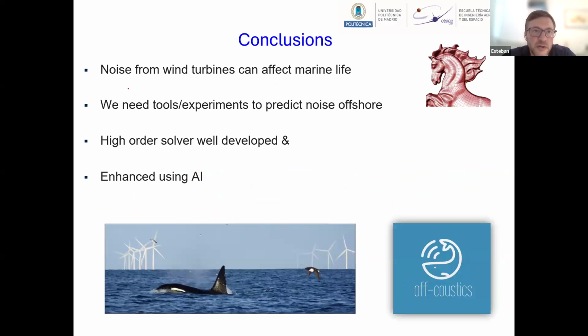Some conclusions. I think noise from wind turbines can affect marine life. There are indications that this can be a problem in the near future. But there are no tools or experiments to predict this footprint. I think we are trying to develop the first set of tools that can do this. We have a higher order solver that is roughly well developed, which is enhanced with AI. And in the next few months, I think we will be able to generalize footprints for offshore turbines. And of course, the next step is for farms. So I think with this, I'll conclude.